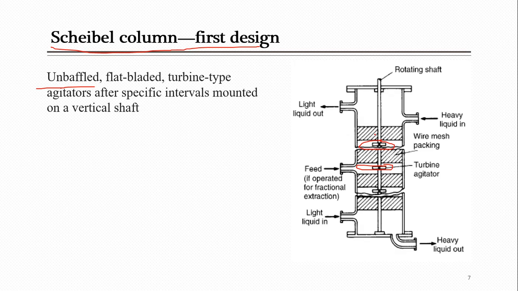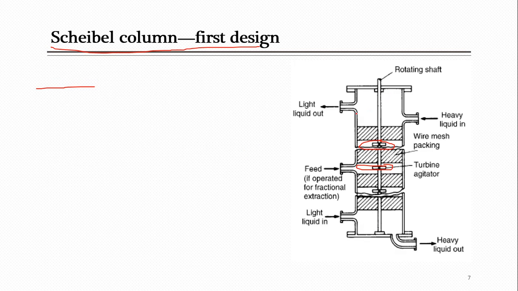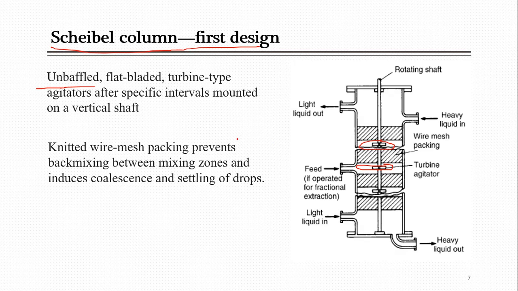Actually, this column has one problem. At the end I will tell you, then we will jump to the second design. So it contains a flat bladed turbine type agitator. After some specific interval, they are not continuous, like 2-3 are installed overall in the column, and they are connected to the shaft, and they create turbulence inside the system.